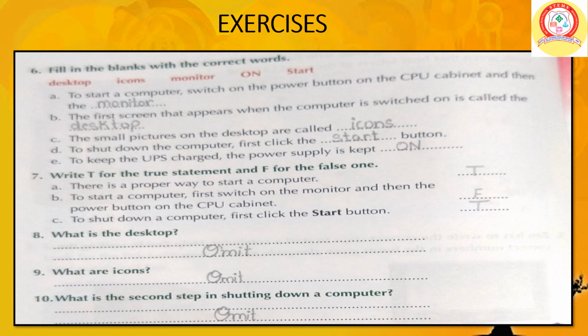Now let's move to question number 7. Write T for the true statement and F for the false statement. A1, there is a proper way to start a computer. Yes, there is always a proper way to start a computer. So T will come. B1, to start a computer, switch on the monitor and then the power button on the CPU cabinet. False. To start a computer, first you have to switch on the power supply button, then second is the UPS, third is the CPU, then the monitor button.